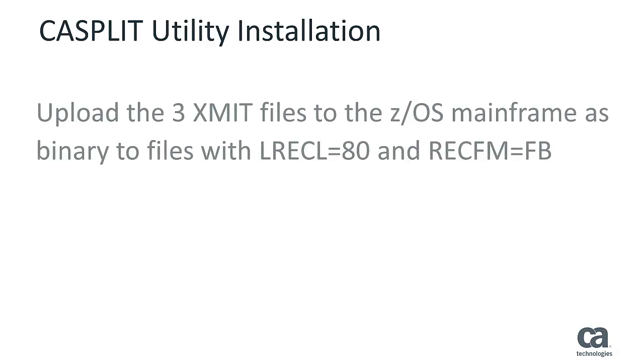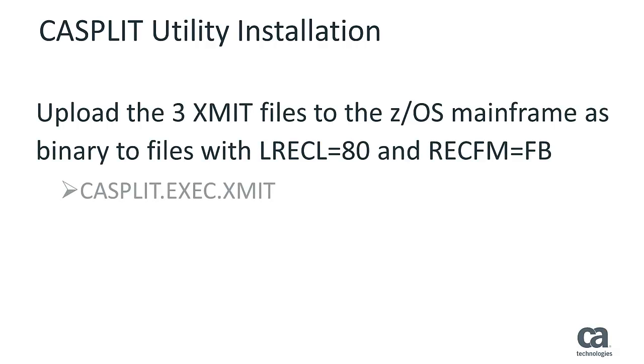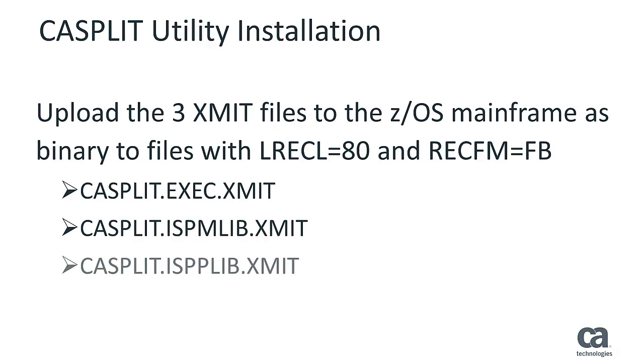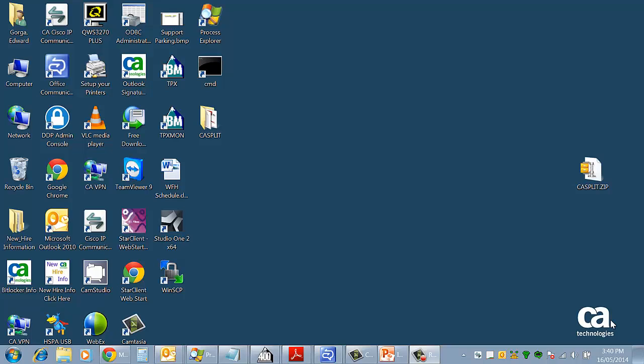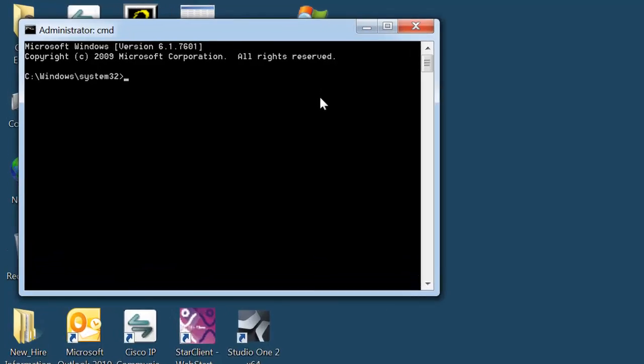The next step is to upload the 3 XMIT files to TSO. They need to be uploaded as binary and into a sequential file with a record size of 80 and record format fixed block. You can use any FTP program to upload the files to the mainframe. I will use the Windows FTP command line.